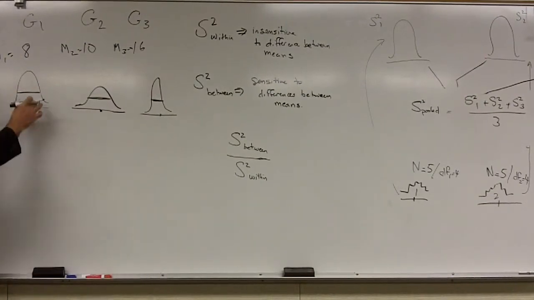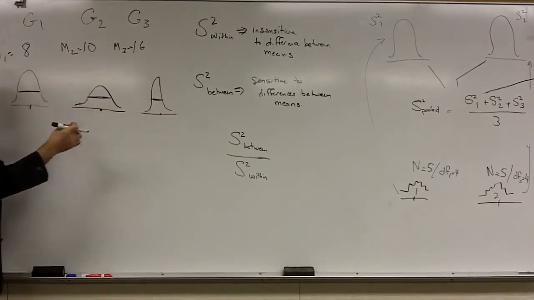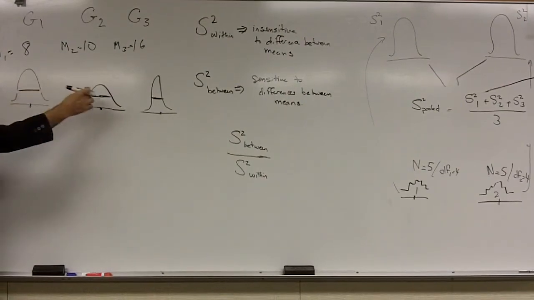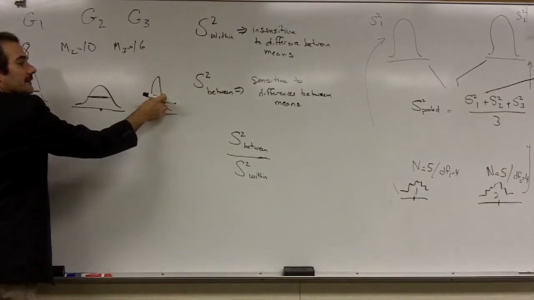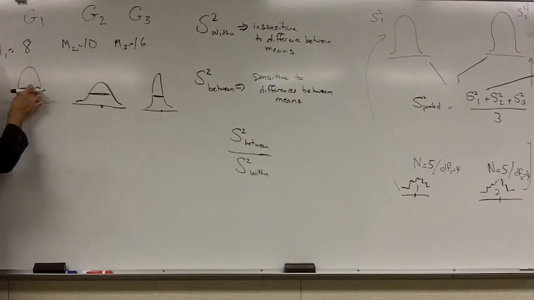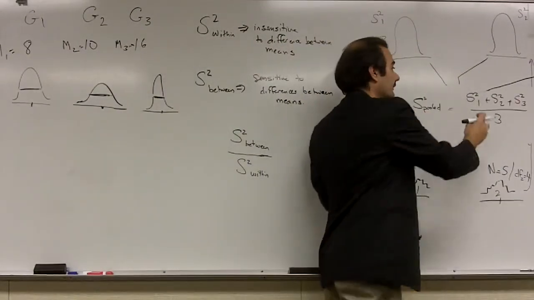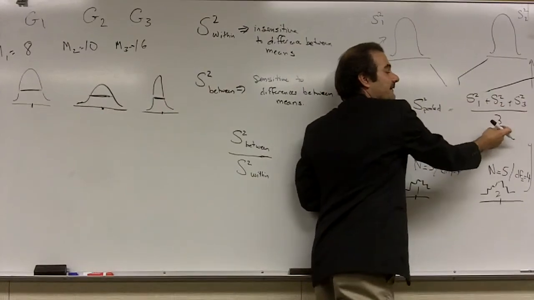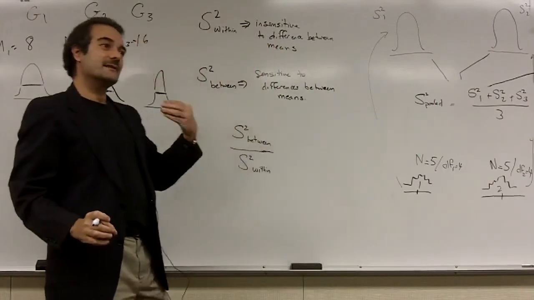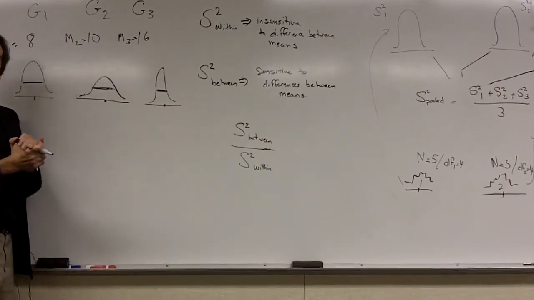S within is basically just the sum of the variances within each of these groups. That's why it's called within. So it's simply the sum of the variance of this plus this plus this, divided by 3. I should have said the average of the variances here. So it's just the sum of these divided by 3, i.e. the average. It's simply the within group variance. This is the term we use, the within group variance. Everybody with me on that?